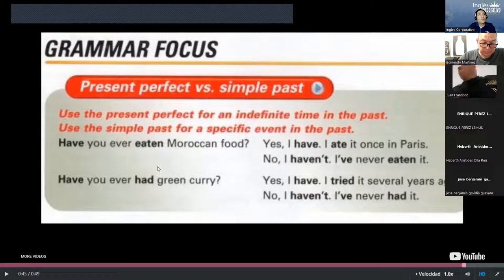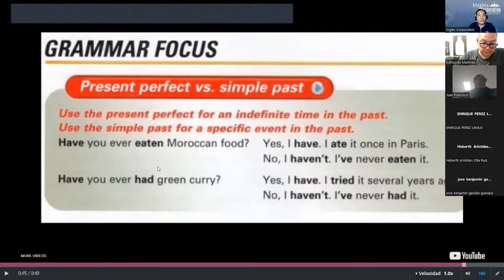I have... No puedo usar ever en positivo ni en negativo. Tiene que ser solo en preguntas. Ok. Ya lo aterricé. Solo en preguntas ocupo ever. Porque este ever le da el sentido de alguna vez al presente perfecto.